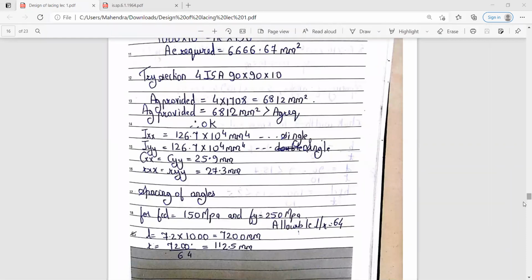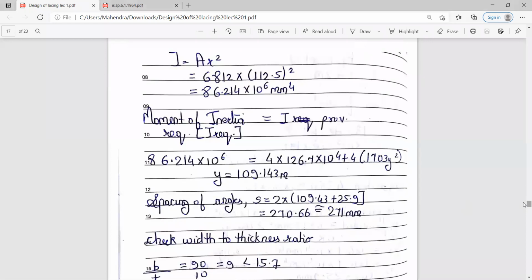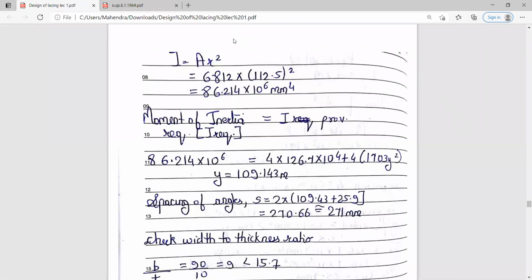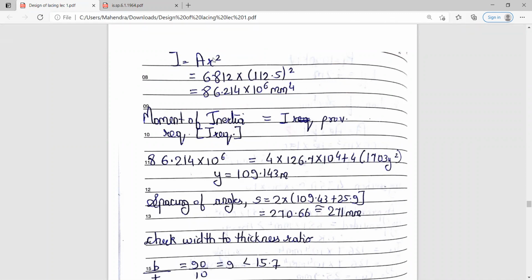Now we need to calculate I. So I will be equal to A into R square, that is moment of inertia. Moment of inertia required I will be equal to A into R square. So what was the area? 6812, and R you just calculated, that is 112.5. From that calculate the moment of inertia. So moment of inertia you get 86.214 into 10 raised to power 6 mm raised to the power 4.